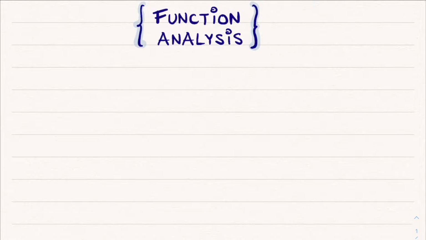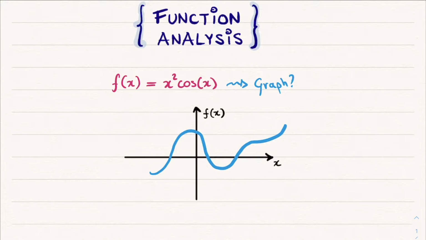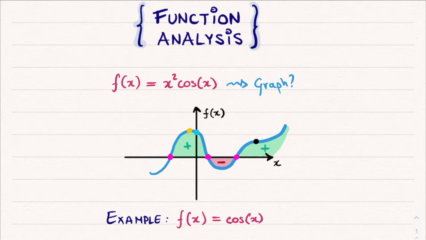In this recap session, we are refreshing our memory on function analysis. This topic allows you to get a general idea of the behavior of a function without having access to its graph. We identify specific points and regions by looking at the function, its first and second derivatives, and linking them to their graphical interpretation. Let's take the cosine of x as an example.